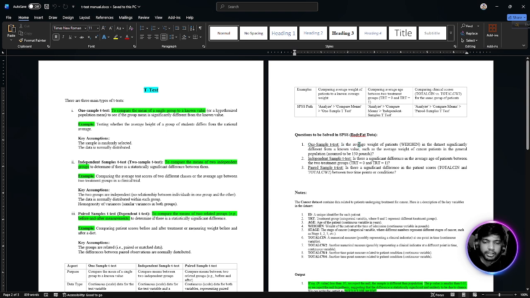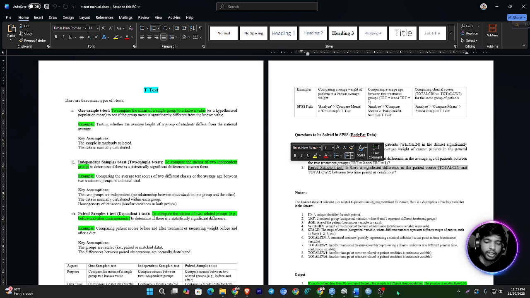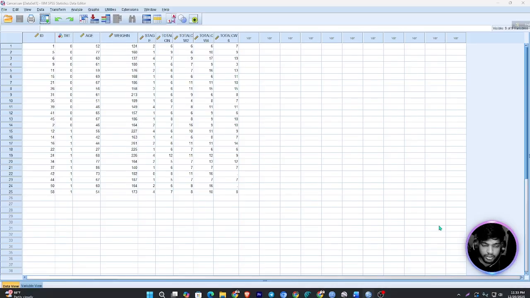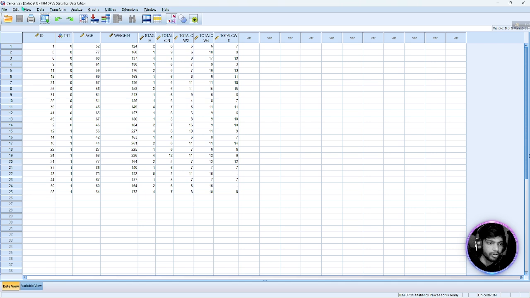Here it says: is the average weight of the patients in the dataset significantly different from a known value, such as the average weight of cancer patients in the general population, assumed to be 150 pounds? Okay, that means my test weight is given as 150 pounds. Okay, let's go to SPSS. Here is my SPSS and here is the cancer data .sav file.